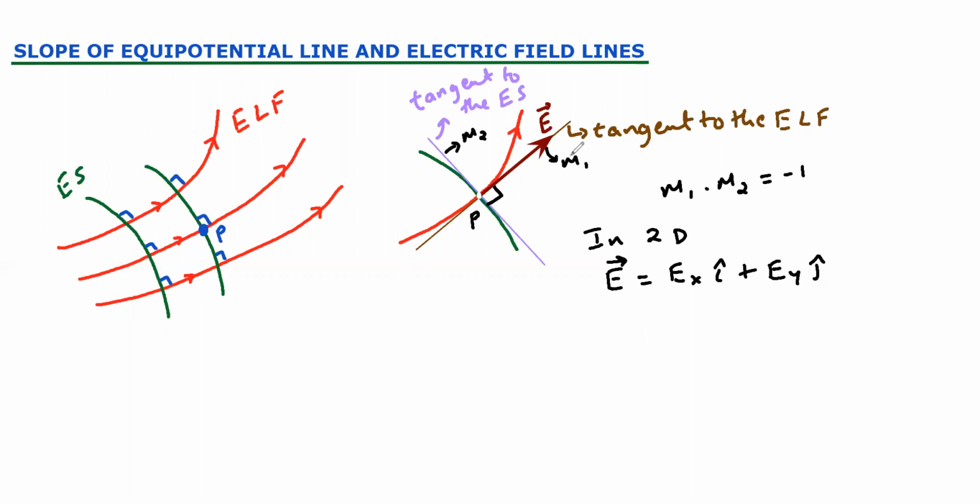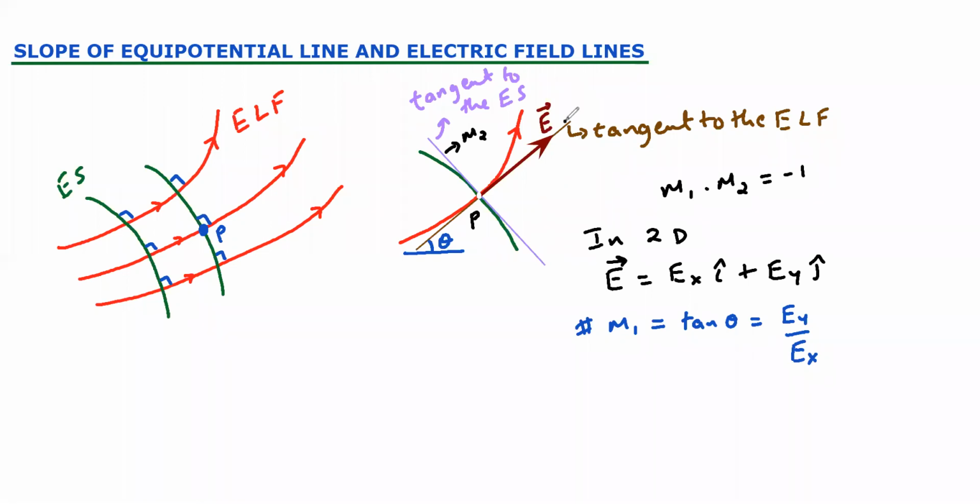So what would be m1? m1 is going to be equal to tan theta. What is theta? Theta is the angle made with the x-axis. Let's call this theta, tan theta, and this is going to be equal to Ey by Ex. If you want an explanation for that, you can just look at this one.